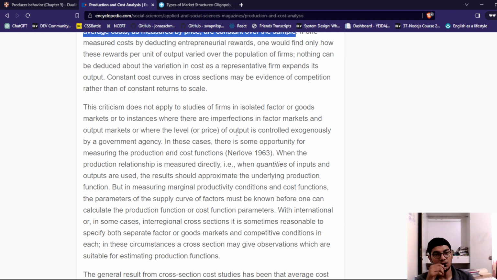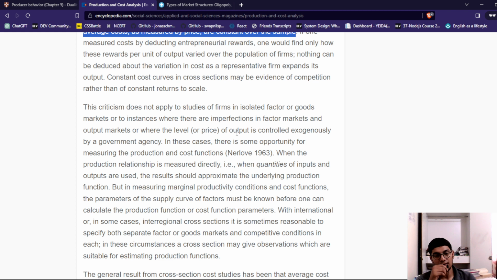The criticism does not apply to studies of firms in isolated factor or goods markets, or instances where the level of output is controlled exogenously by a government agency. In these cases, there is some opportunity for measuring the production or cost function when the production relationship is measured directly and quantities of input and output are used. The result should approximate the underlying production function.